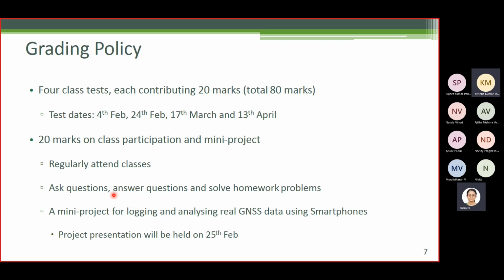And then the mini project is there, where you need to log and analyze real GNSS data using smartphones. The project presentation will be held on 25th February. 25th February is a Friday, and we'll have the project presentation. Each person will get 10 minutes for the presentation and present the results. Each person has to collect raw GNSS data using the software package, analyze the raw data, and present it.